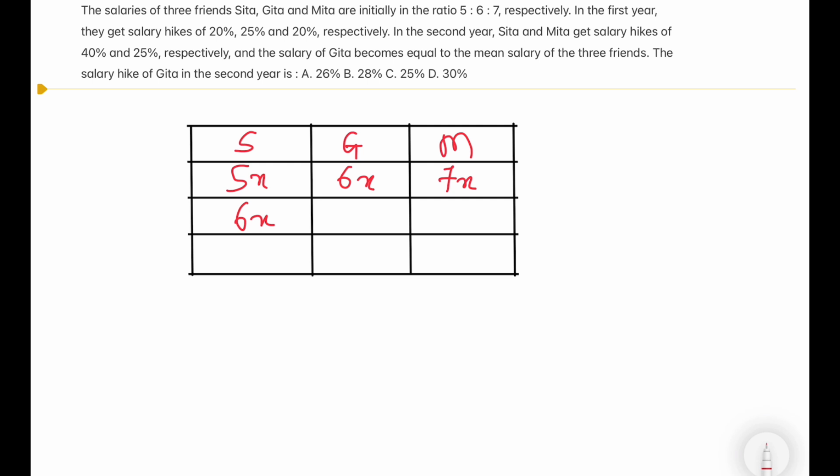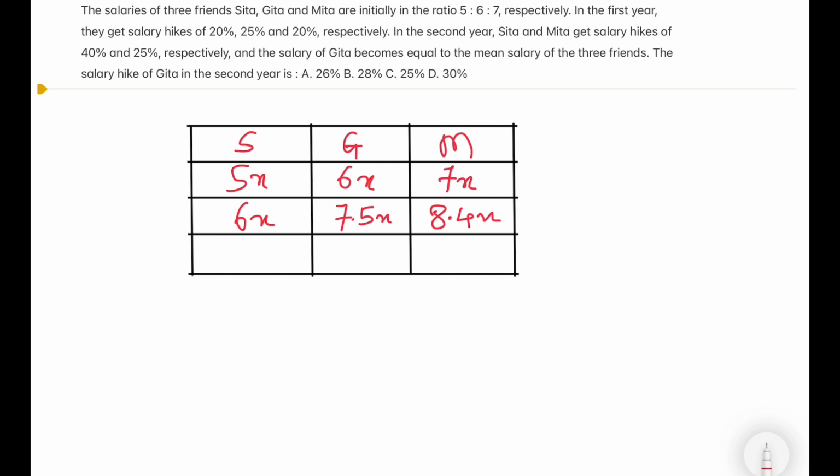Similarly, Geeta's salary will increase by 25%. 25% of 6x is what? 1.5x. So the new salary of Geeta is 7.5x. And in the same way, Mita gets a hike of 20%. 20% of 7x is 1.4x. So the new salary will be 8.4x.